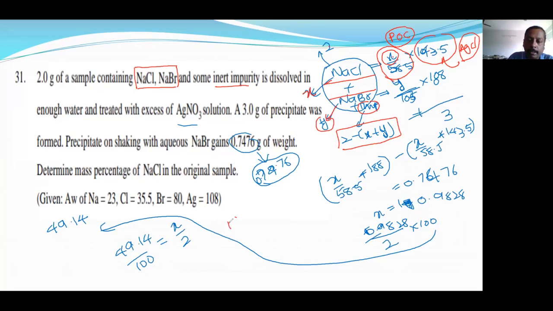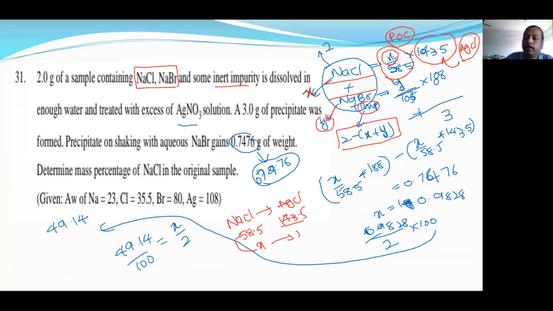See, I will write it clearly so that the further formula can be understood. NaCl is converted to AgCl. So 58.5 grams is converted to 143.5. So X gram is converted to how much? X by 58.5 into 143.5. So this is the mass of the NaCl converted to AgCl.